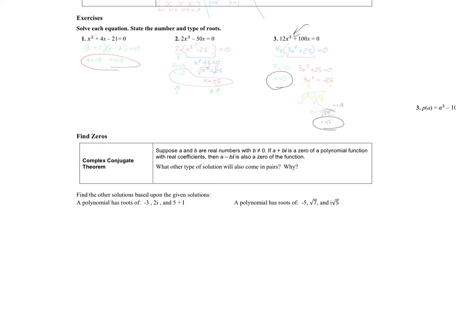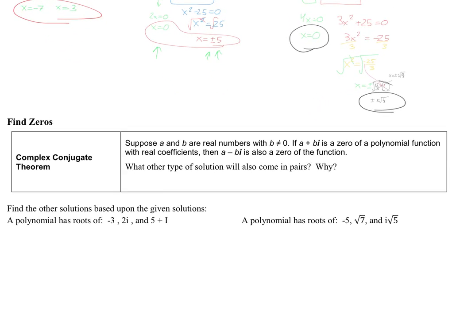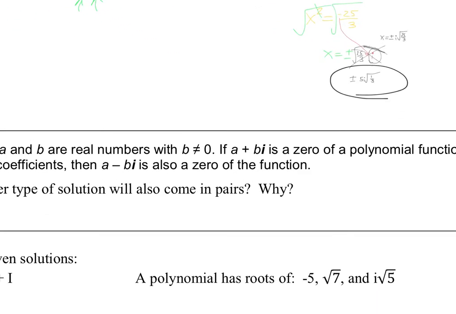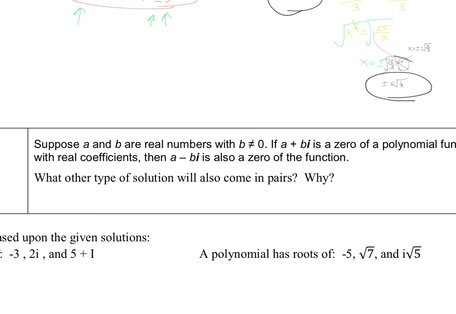So let's use the last 5 minutes here to check this out. It's just having us realize that some solutions have to come in pairs. It's saying, hey, it's the complex conjugate theorem. If A and B are real numbers and B is not equal to 0, then when we're getting imaginary solutions, plus or minus is going to come into effect, because anytime I'm square rooting a negative number, I'm going to get plus or minus something. So square root solutions split into 2.